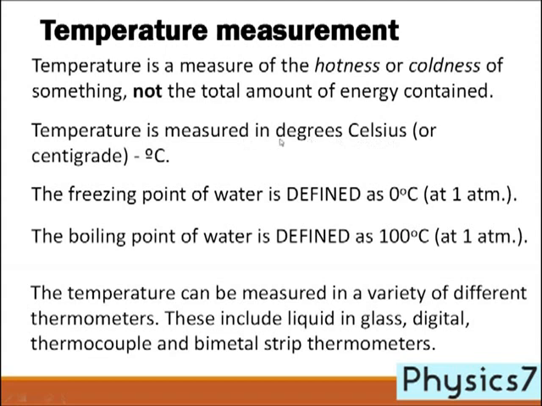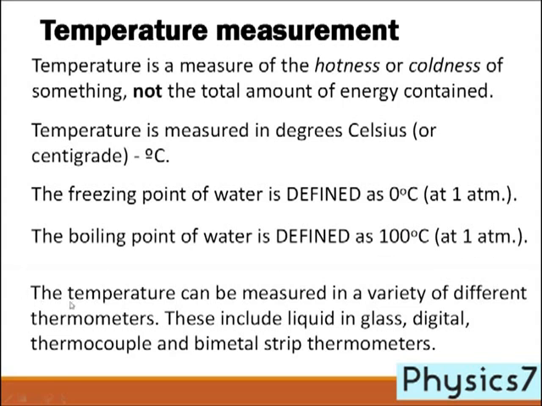So temperature is measured in degrees Celsius, or sometimes in what's called centigrade, which is the same thing. It's just different ways of expressing temperature in terms of degrees C. The freezing point of water is defined as 0 degrees C, or 0 degrees Celsius, or centigrade, and that's the freezing point at 1 atmosphere pressure. The boiling point of water is defined as 100 degrees C, and again, that is the boiling point at 1 atmosphere pressure.